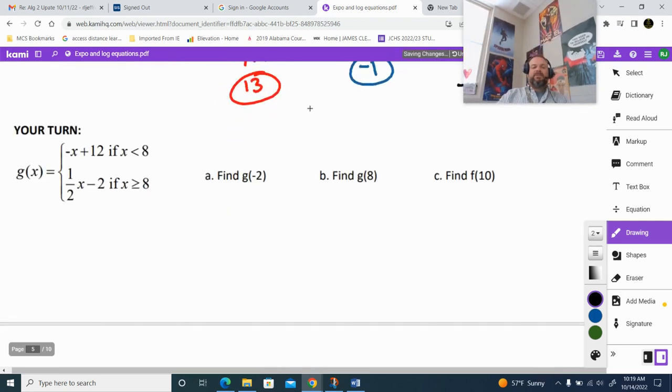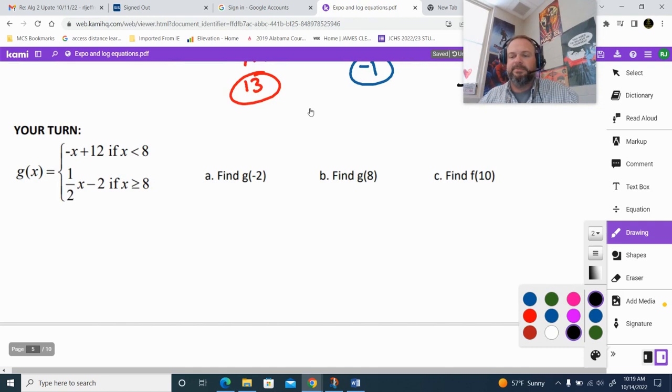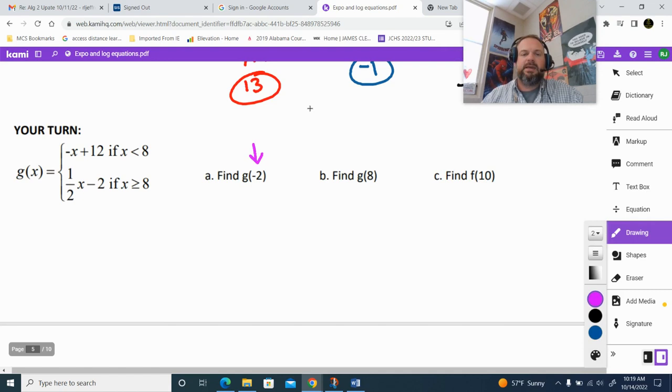All right. So this is your turn. We're going to do it together. We're all in this together. Okay. So we have this one if x is less than 8, or this one if x is greater than or equal to 8. We're starting with negative 2. Is that less than 8 or greater than or equal to 8? Less than. So we're using this. Now, when we plug this in, because that x is already negative, you would plug that in as such.